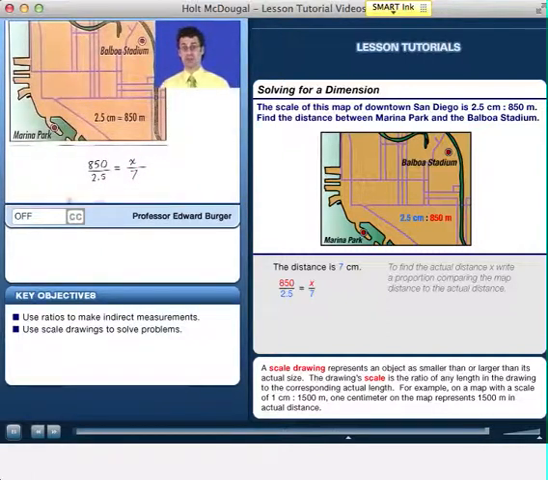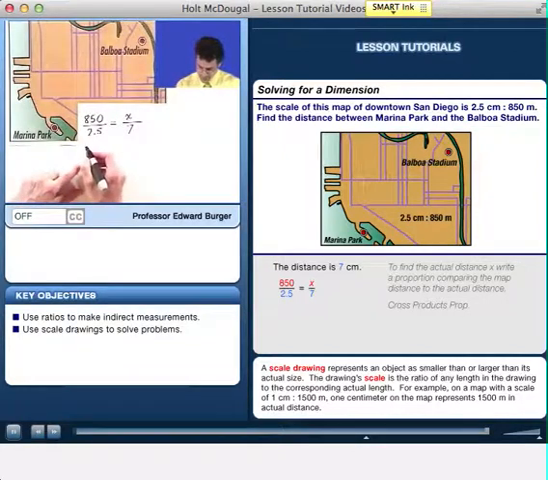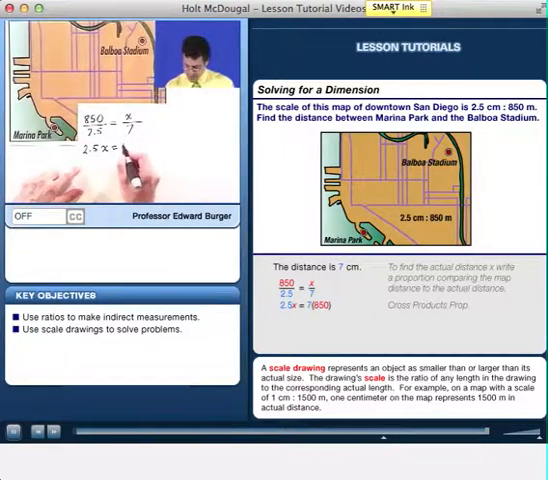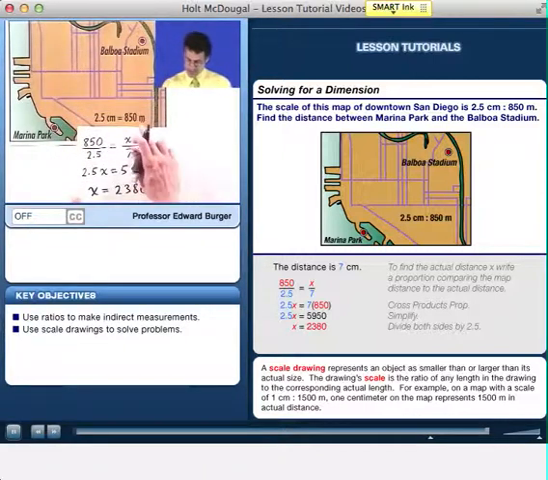Well, now we can solve this proportion by taking the cross product. So we take the cross product. What I see here is 2.5x equals 7 times 850, which is 5,950. Now if I divide both sides by 2.5 to get x alone, I see that I'm at 2,380. And what are my units? Well, now these are the actual units. These are in meters.